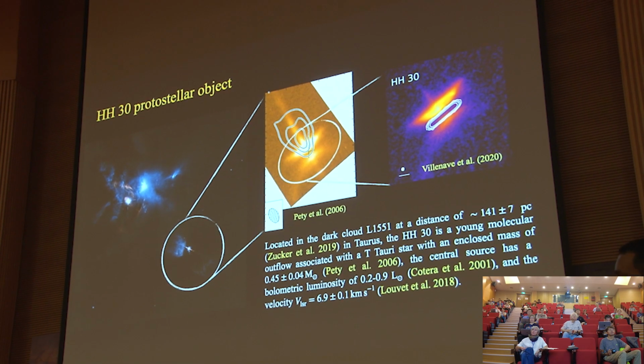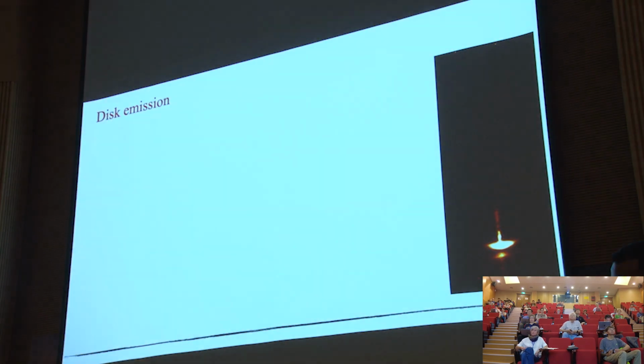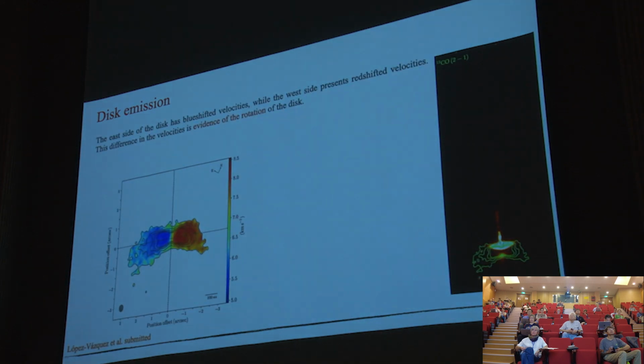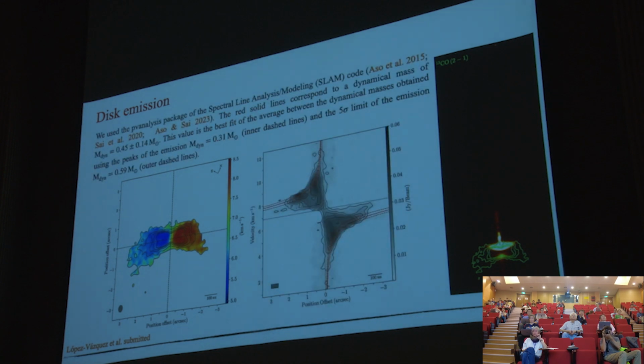If we analyze the ALMA observations, I would like to present the disk emission associated with the CO, where you can observe that the accretion disk presents blueshifted and redshifted velocities, and if we make the position velocity diagram, you can observe that the accretion disk presents a Keplerian profile. If we measure the enclosed mass, it is 0.45 solar masses. This value is consistent with the previously reported.